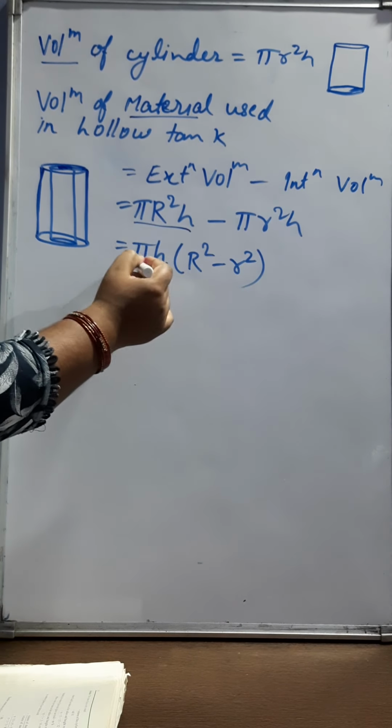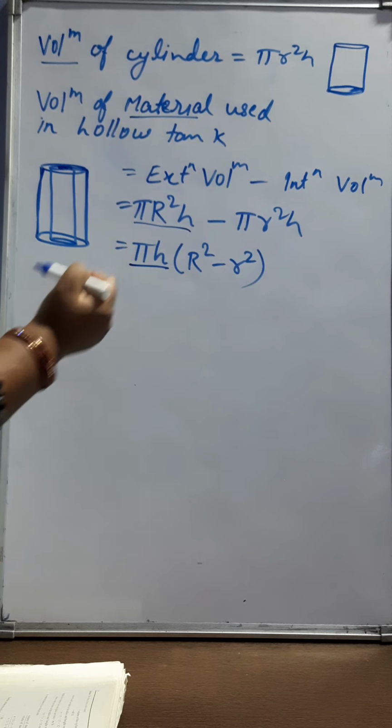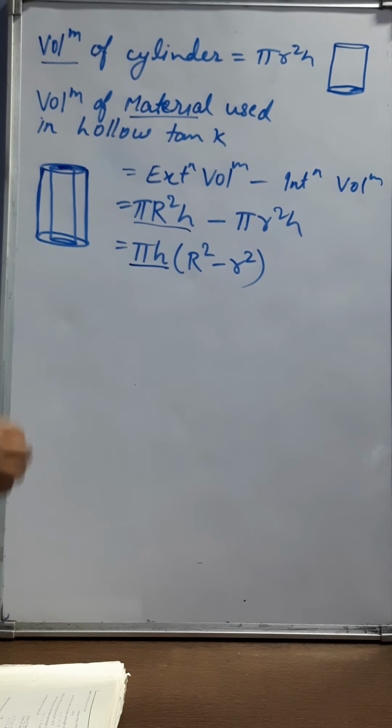So here pi h we can take out common. Inside the bracket we have outer radius square minus internal radius square. Now let us come to exercise 13.6.